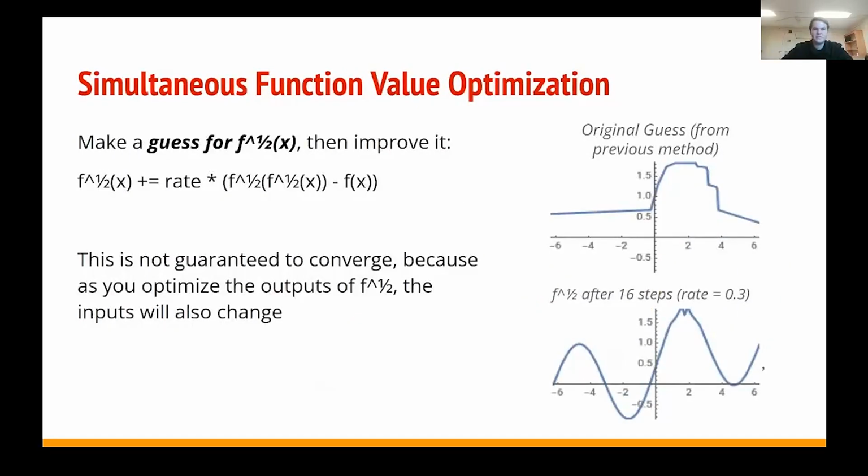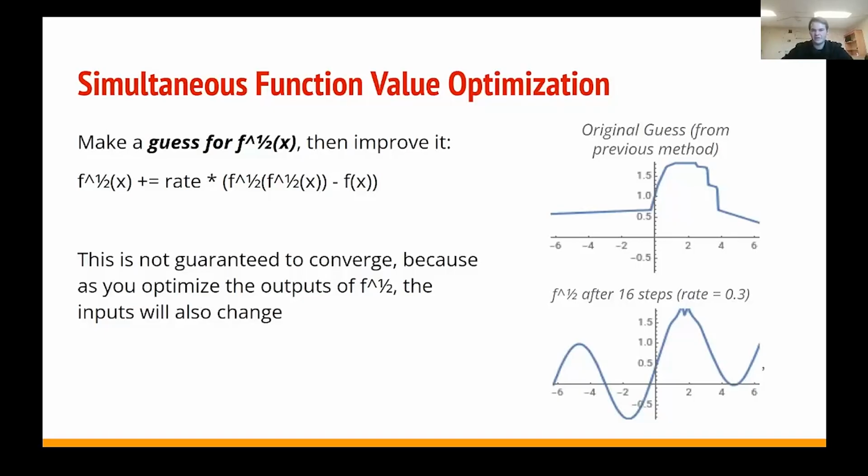So the next method we used was basically just make a guess for the root of f, and then if it's too high or too low at a specific point, just change the output of that point. And of course, that moves what the input will be, because these are half iterated functions or doubly iterated functions when you're trying to find f of x. So it doesn't always work. It's not guaranteed to converge. But if you do it slowly enough, with a small enough rate, it often gives a much better example.